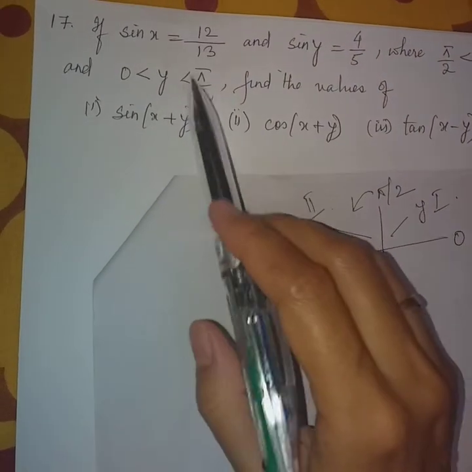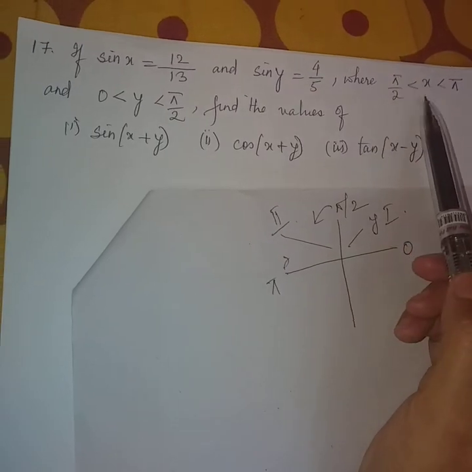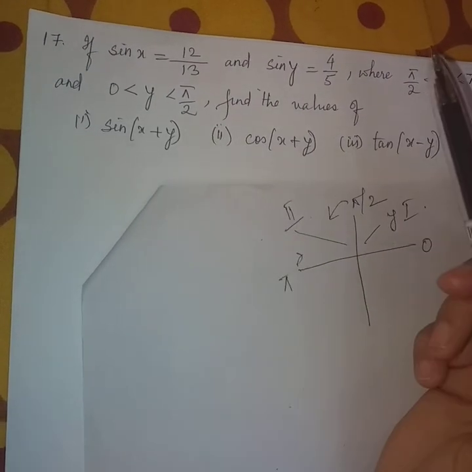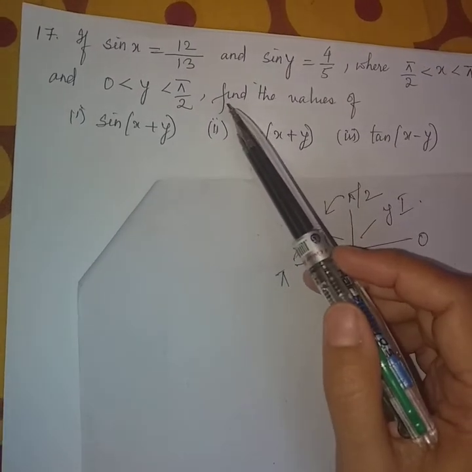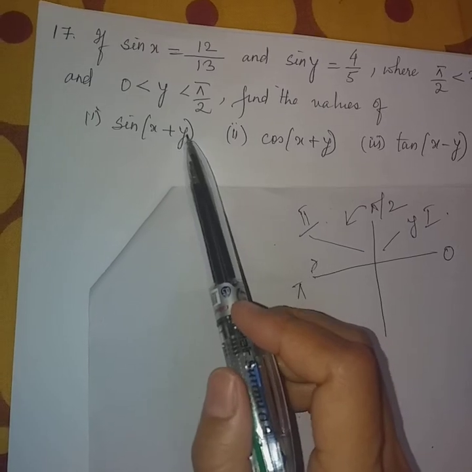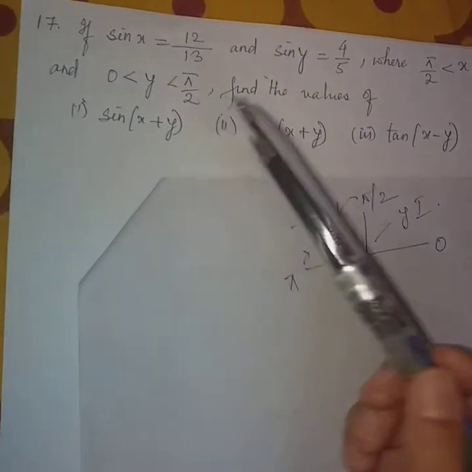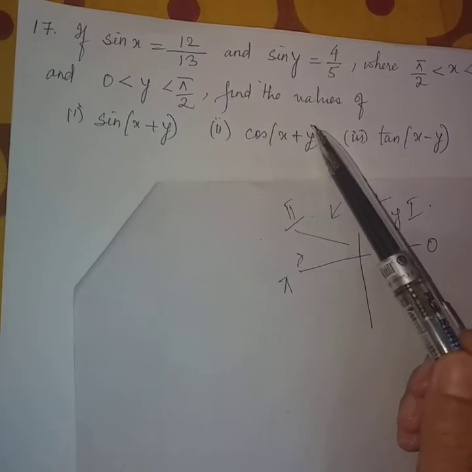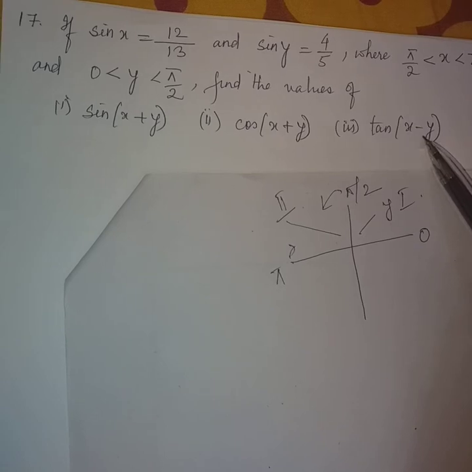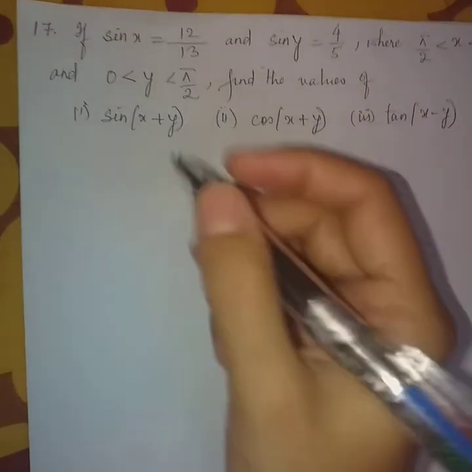So the two angles x and y: we have seen that x lies in the second quadrant and y lies in the first quadrant. Find the values of sine of x plus y. We have to find the value of sine of the sum of the two angles, cos of the sum of the two angles, and the third one is tan of the difference of two angles. So let us write what is given.